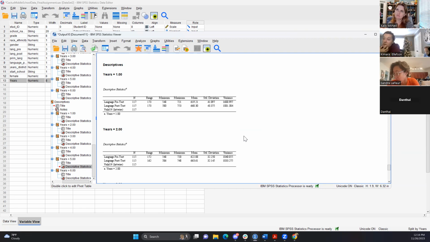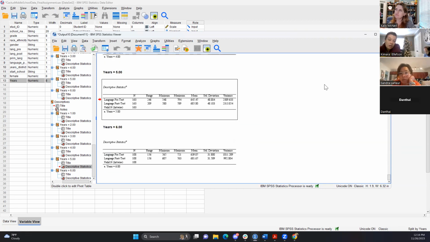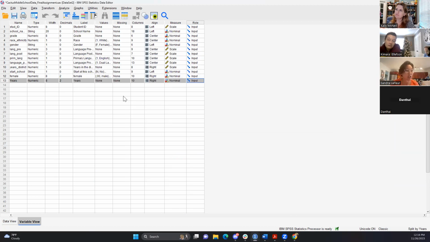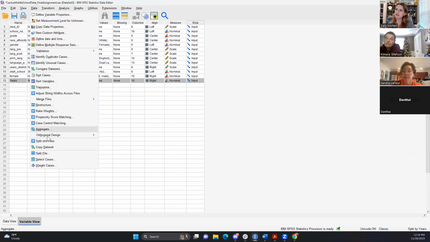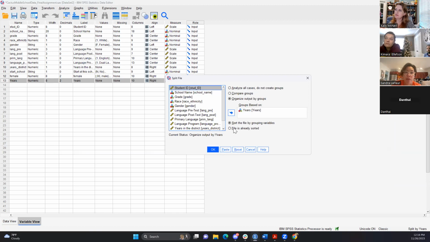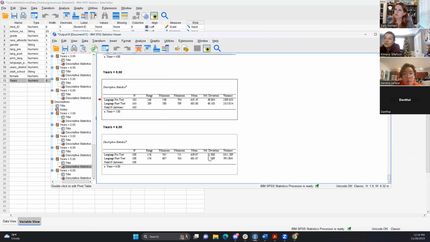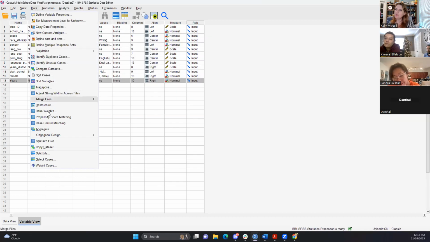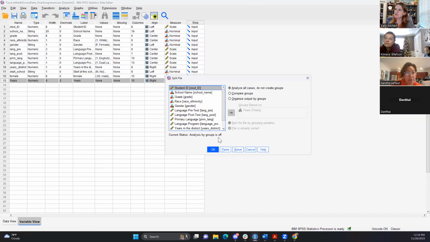And now that we split the file and you've got some different things by years and means and stuff like that, there's things people could pull if they wanted to write on mobility. So you should unsplit that file, right? Yes. Okay. Which is just that dot right there. Is that what it is? Okay. Yeah, because if you go back and look at it, it tells you right here, analysis by groups is off. That's your current status.